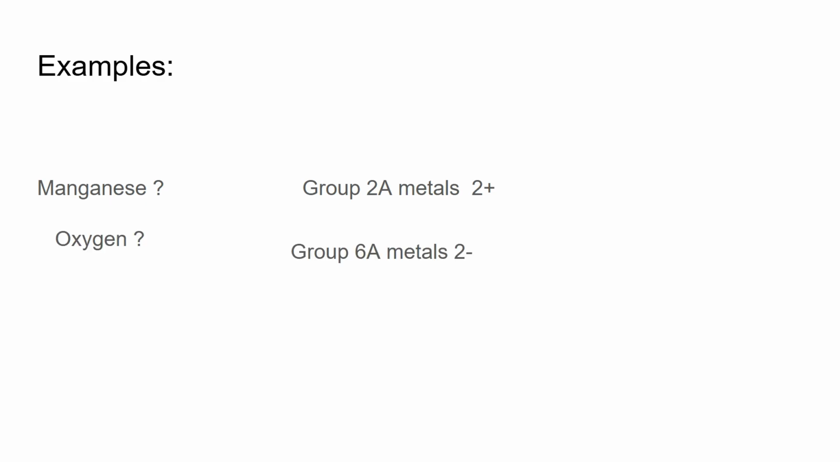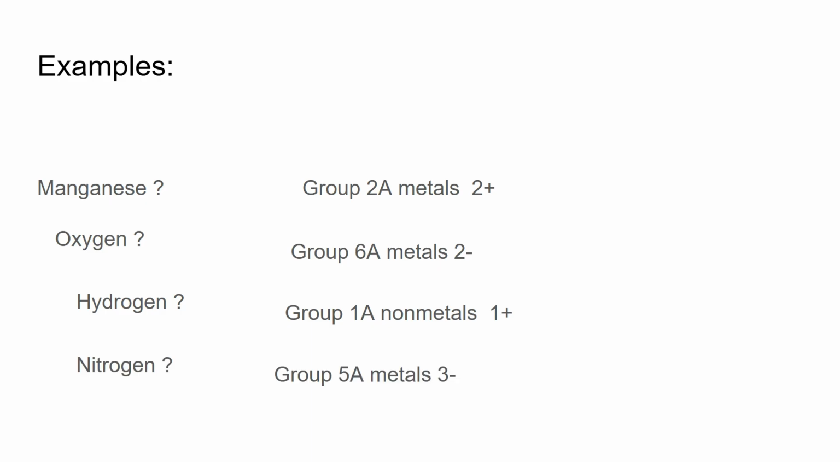Now for some examples. Magnesium is in Group 2A. This means that it will have a 2+ charge. Oxygen is in Group 6A. This means that it will have a 2- charge. Hydrogen is in Group 1A. That means that it will have a 1+ charge. And finally, nitrogen is in Group 5A. This means that it will have a 3- charge.